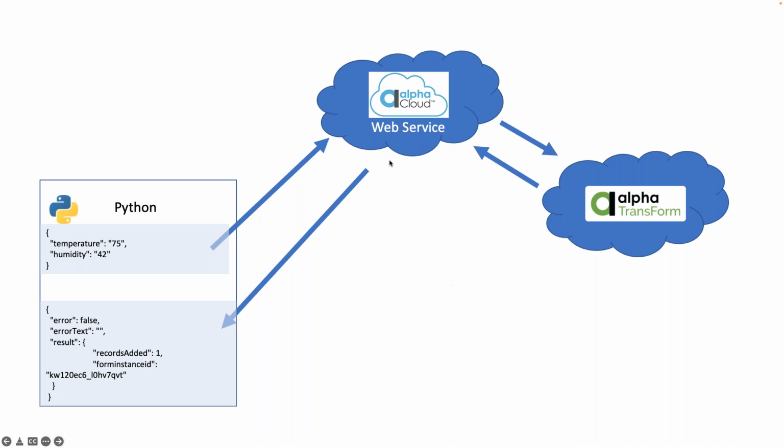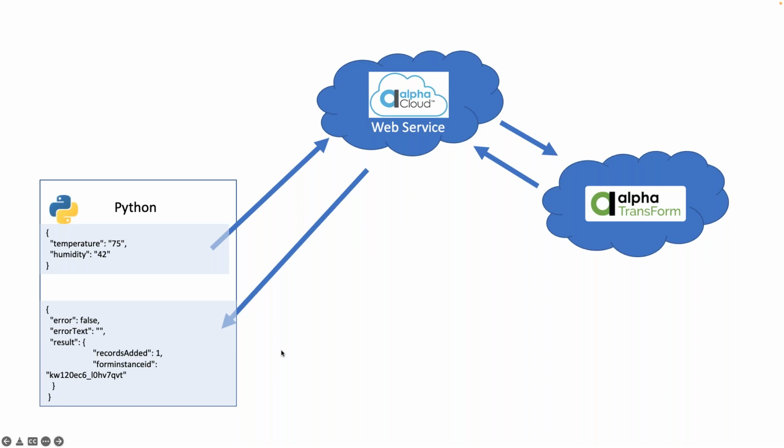Now, there are copies of these presentations up on the YouTube channel. If you go to the Alpha Transform playlist, you'll find them. In the examples that I did, I had it basically send out a sensor reading. The sensor would go to the web service. The web service would create a single record in Alpha Transform. Transform would then report back that it was successful, and we got this records added form instance.